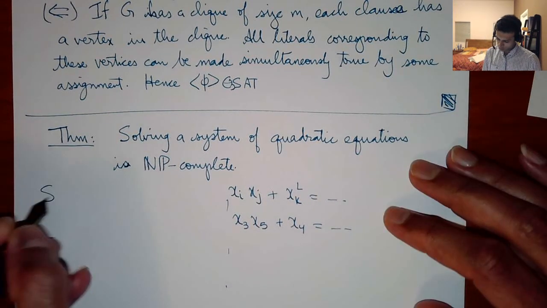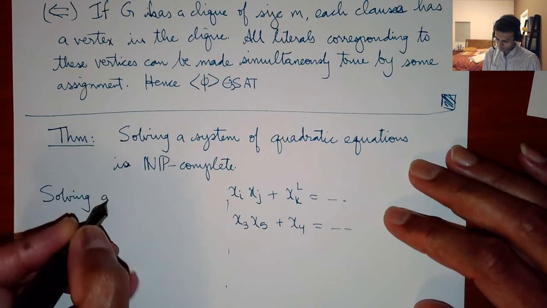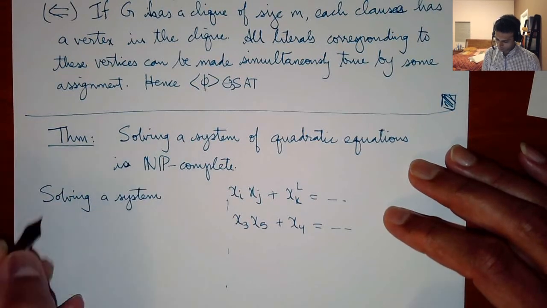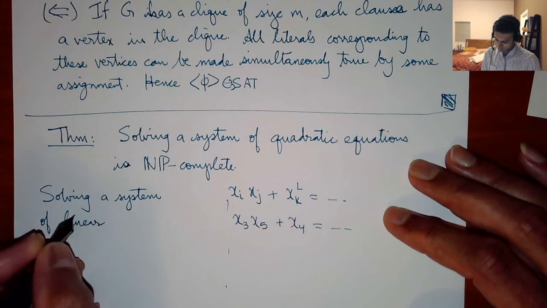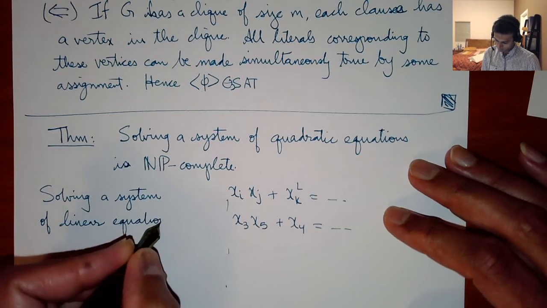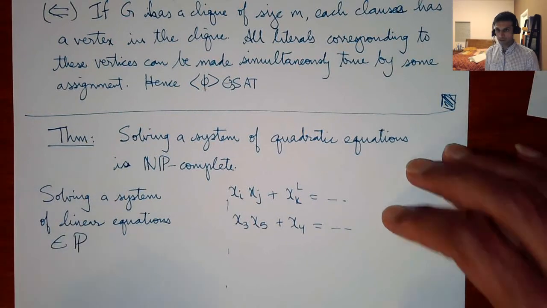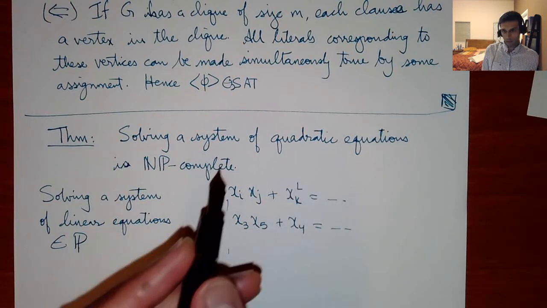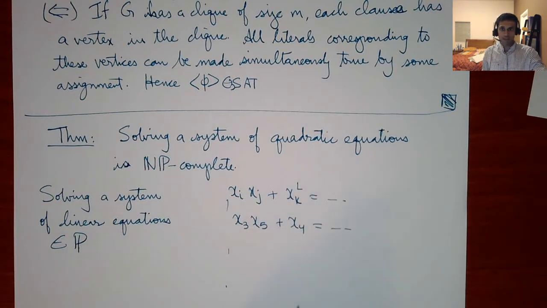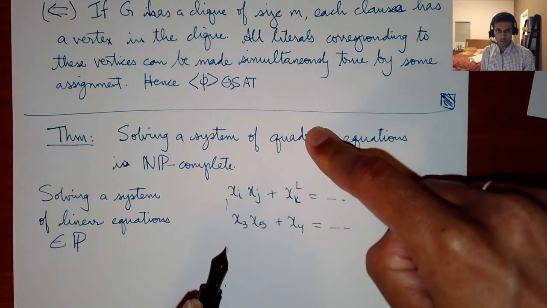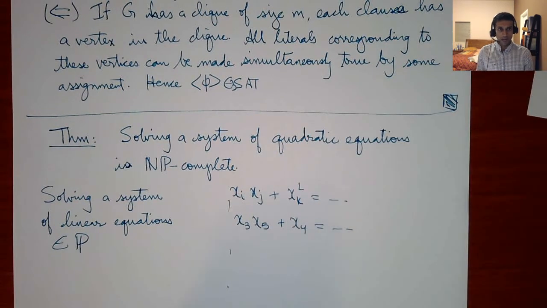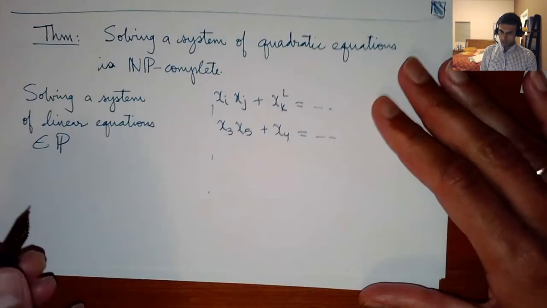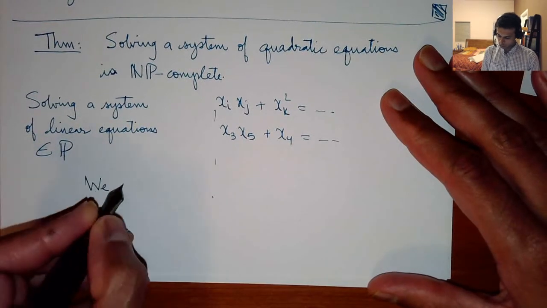Now note that solving a system of linear equations is in P. This is Gaussian elimination, and you've all seen this. So when you go from linear to quadratic, suddenly it jumps from P to NP-complete, just the way that from 2-SAT to 3-SAT there is a jump from P to NP-complete. And so we're going to show that a system of quadratic equations is actually NP-complete, and we'll do it from Clique.